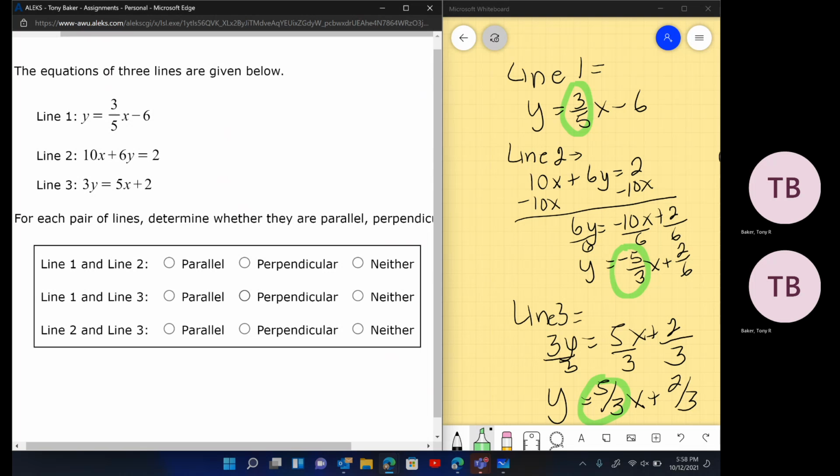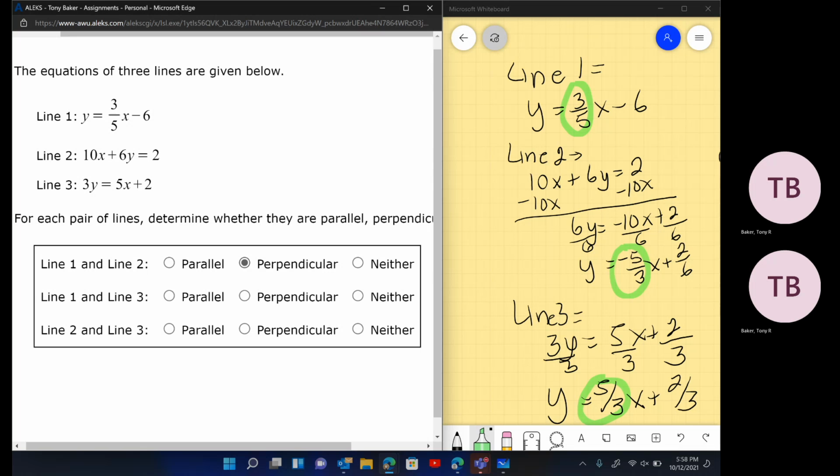Okay. So in this one, you're not trying to find parallel or perpendicular slopes. You're trying to determine which ones they are. So line 1 and line 2. Line 1's 3/5. Line 2 is negative 5/3. When I'm asked, normally I ask really simple questions. Are they the same? No, so they're not parallel. Are they different signs? Yes, one's positive, one's negative. Okay, are they flipped over? Yes. So then they're perpendicular.